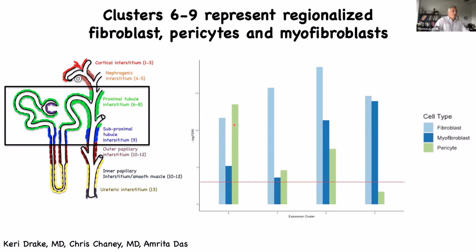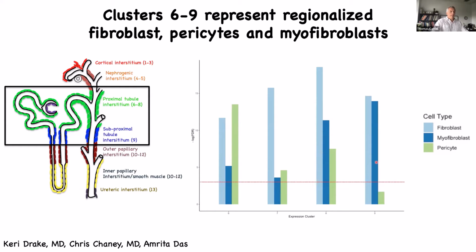Population 6 represents a localized pericyte population. It expresses multiple different canonical markers of pericytes or capillary associated cells. 7 and 8 are fibroblast populations. Once again, they are regionalized fibroblast populations. We don't know if one of these is for the proximal tubule and one for the distal tubule. That's something we're still investigating.